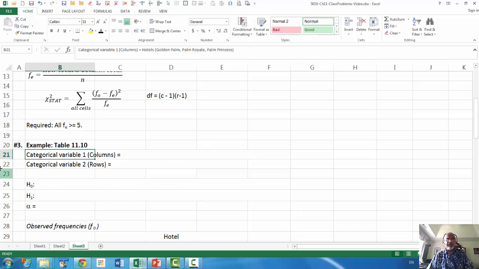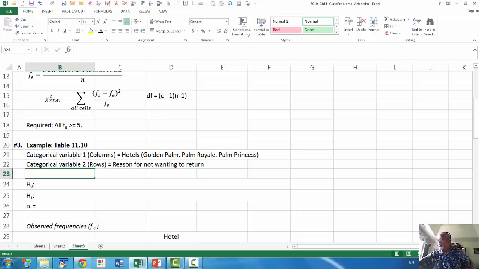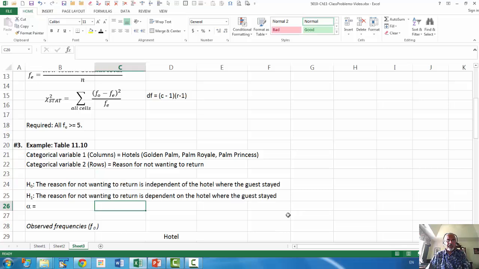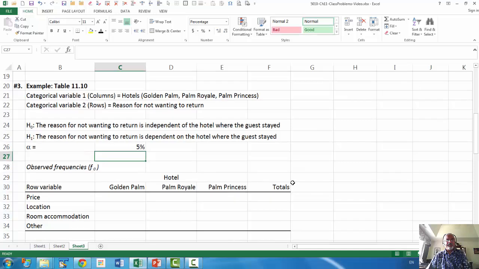So first let's define the variables. The categorical variable for column is the hotels, and these are in 3 levels. And for the rows is the reason for not returning. And the contingency table hypothesis is always the same. The null hypothesis is always that they are independent. The alternative is always that the two categorical variables are dependent. And we will use an alpha of 5%.